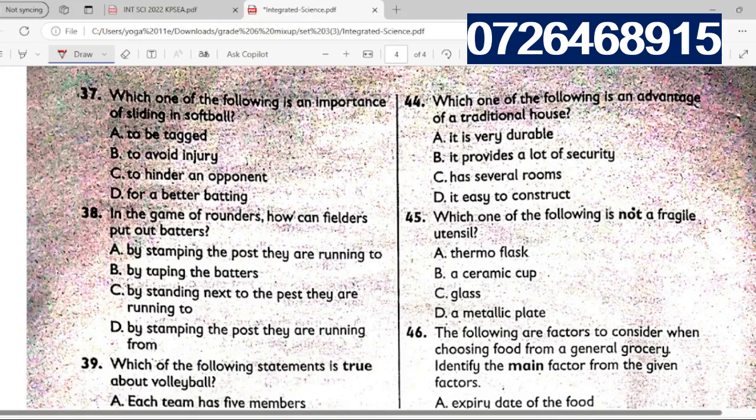Which one of the following is an importance of sliding in softball? To avoid injury.